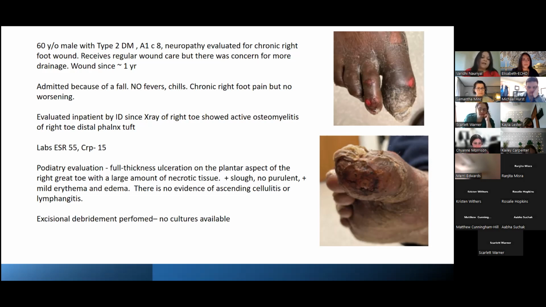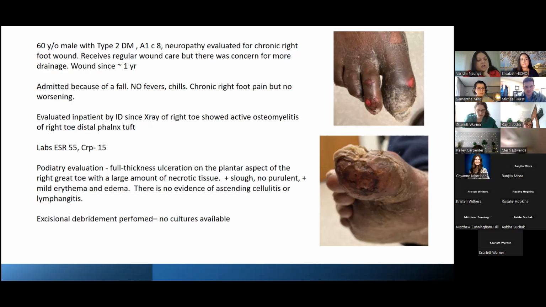The reason that ID evaluated inpatient was because there was an X-ray finding that showed active osteomyelitis in the right toe distal phalanx. And as you can see in the labs, there was elevated ESR and CRP.